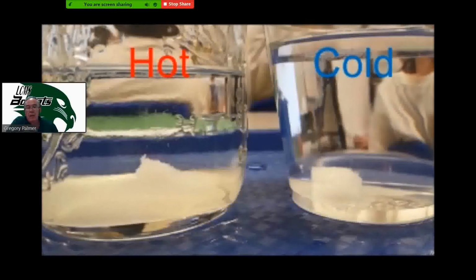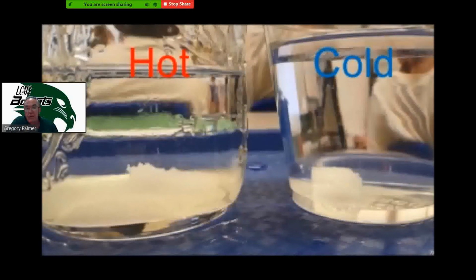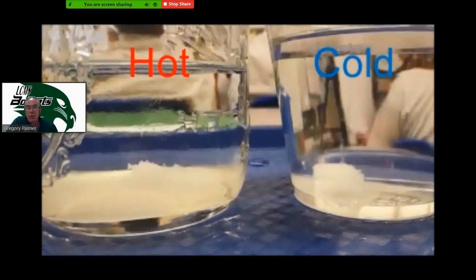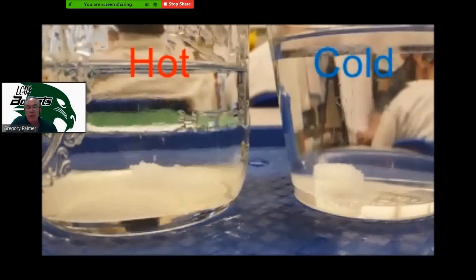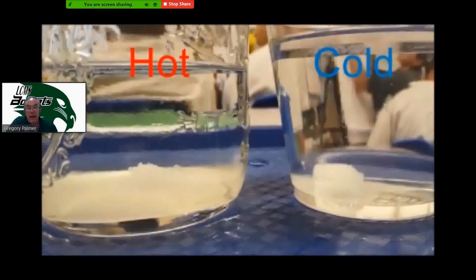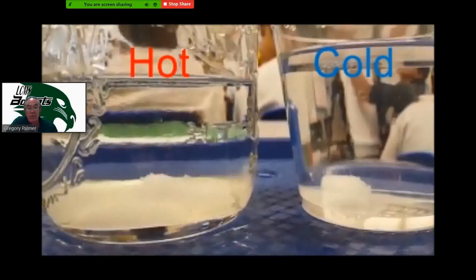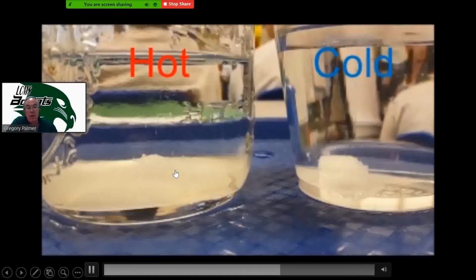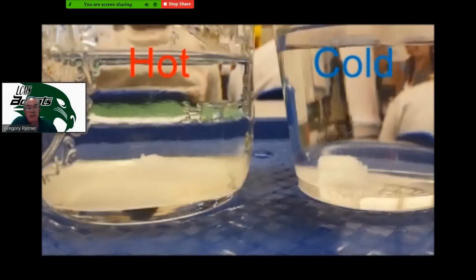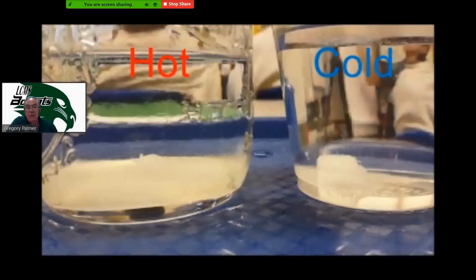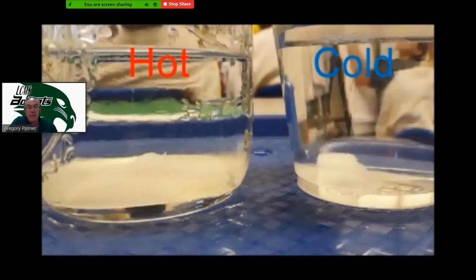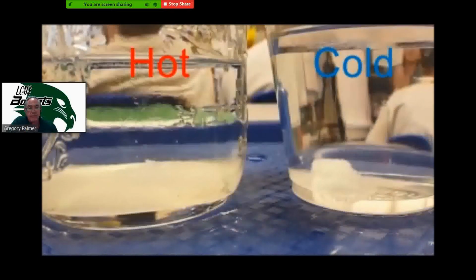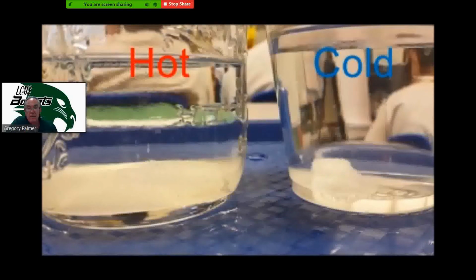Okay, so we said particle size, we saw in the first one. They were both in cold water, and one was a sugar cube and one was granulated sugar, and smaller particles dissolve faster. We said the other thing that affects dissolving is temperature. You can see that the sugar cube in the hot water is dissolving a lot faster than it is in the cold water. And then the third condition we said, which should be pretty obvious, is stirring. And then this little clip is going to show us stirring.